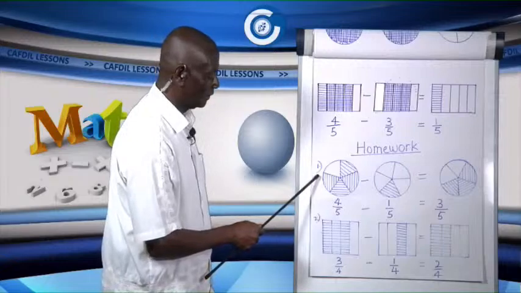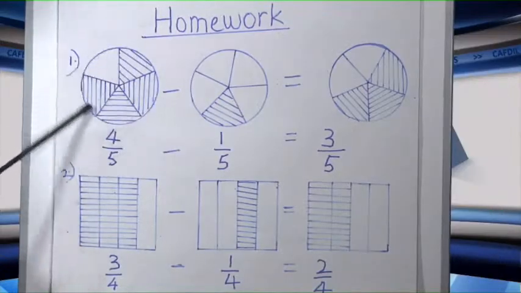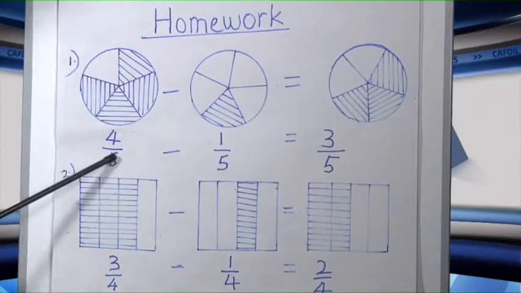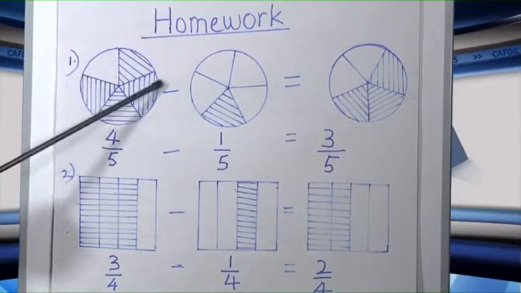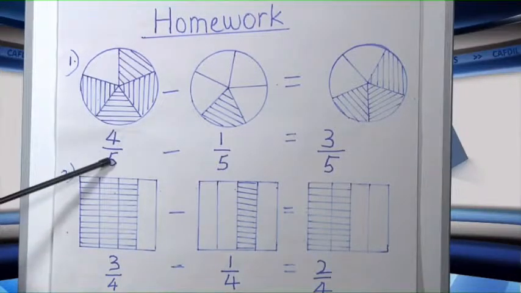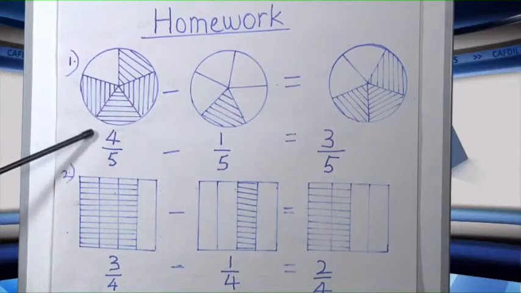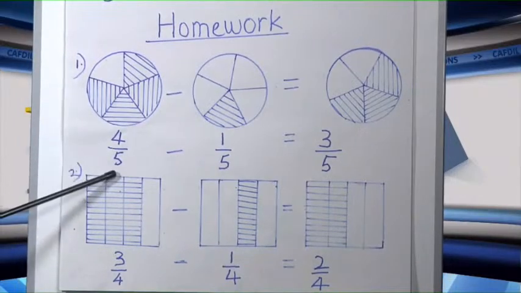Question 1. How many parts in all do you have shaded? Yes, 5. How many parts in all do we have again? 5. How many parts have been shaded? 4. So the fraction is 4/5.